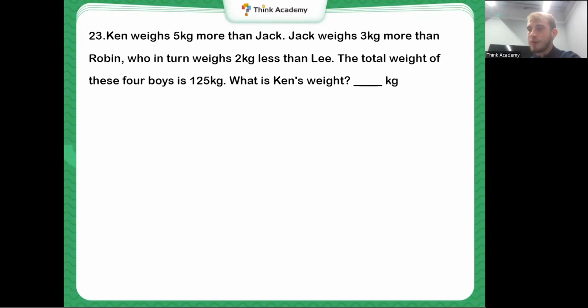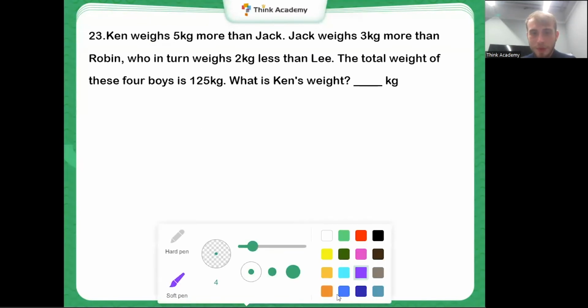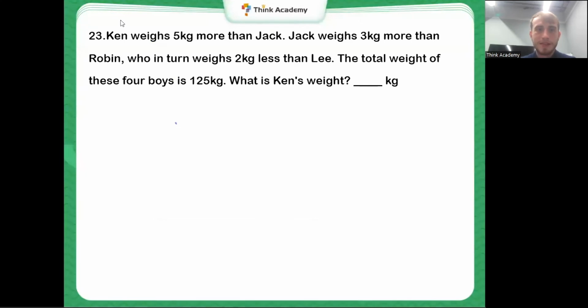Now, I quite like these questions because we can use some line segments. Those of you that have been with me a while will remember the line segment method. So Ken weighs 5 kilograms more than Jack. Jack weighs 3 kilograms more than Robin, who in turn weighs 2 kilograms less than Lee. So Ken's being compared to Jack, but Jack's being compared to Robin, and Robin's being compared to Lee.